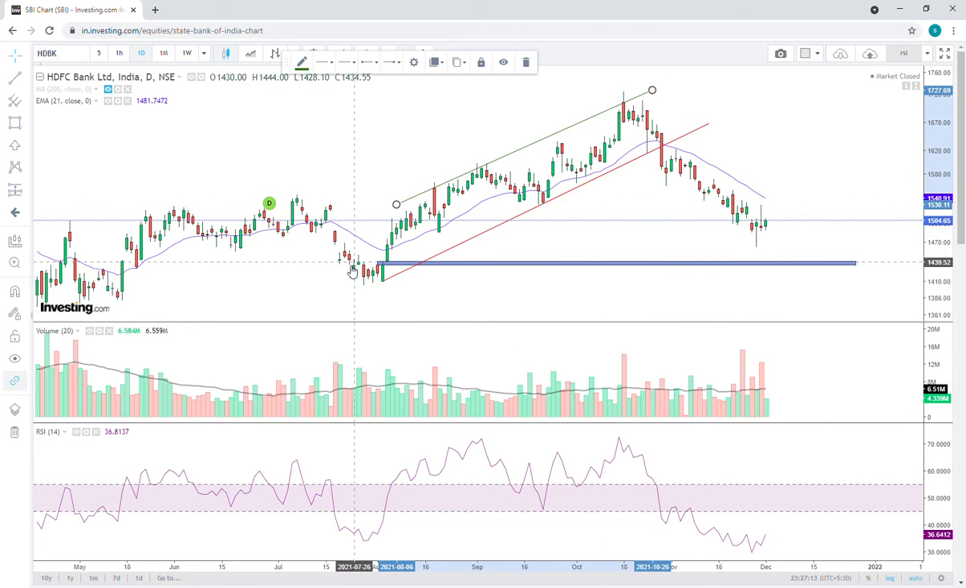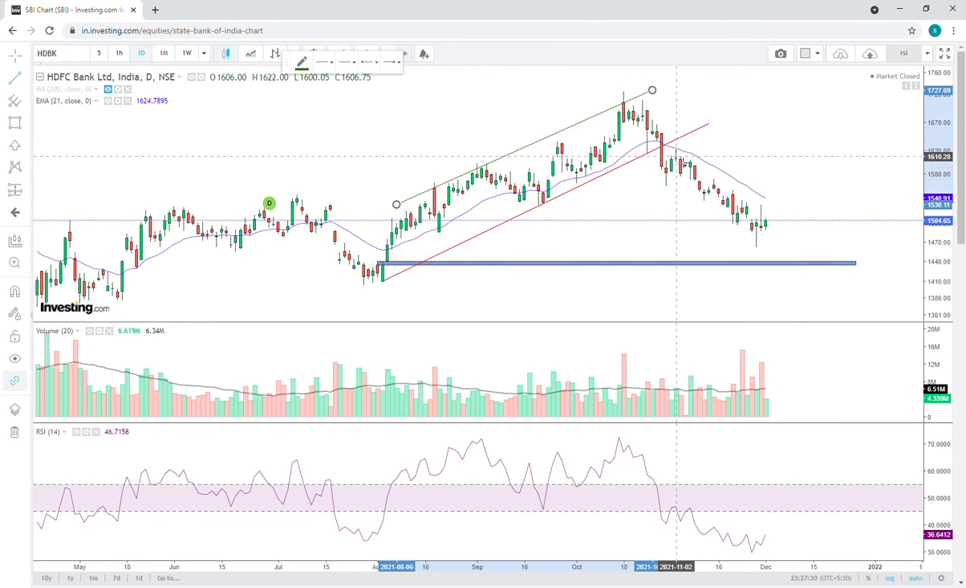This was the channel in which now there was a breakdown. From here you can see that it is a breakdown of the channel. It has broken down the channel, and then performed the retest confirmation, also done.